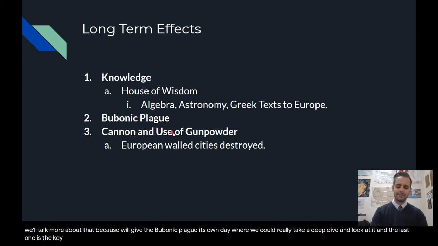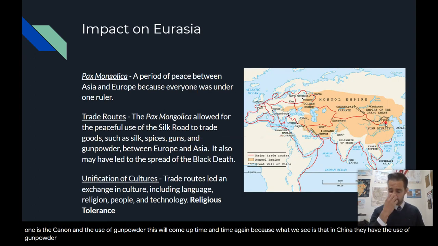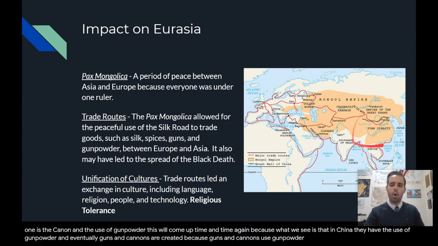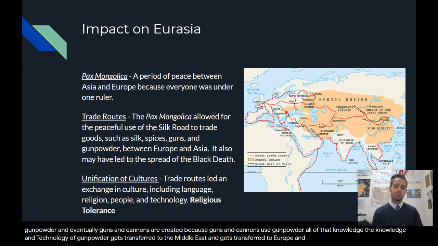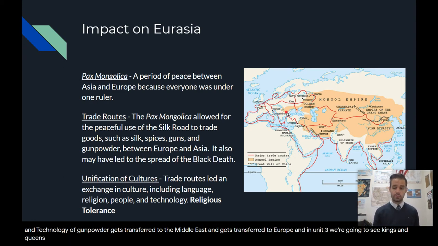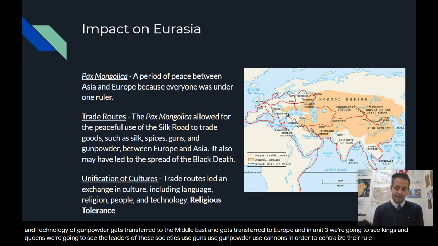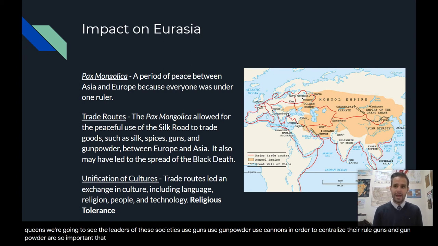And the last one is the cannon and the use of gunpowder. This will come up time and time again because in China, they have the use of gunpowder, and eventually guns and cannons are created because guns and cannons use gunpowder. All of that knowledge and technology of gunpowder gets transferred to the Middle East and to Europe. And in Unit 3, we're going to see kings and queens, the leaders of these societies, use guns, gunpowder and cannons in order to centralize their rule. Guns and gunpowder are so important that we have empires called the gunpowder empires.